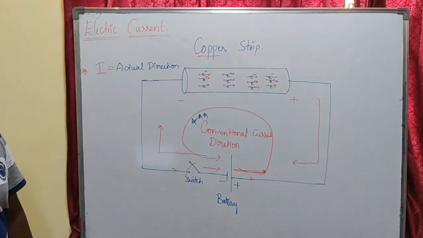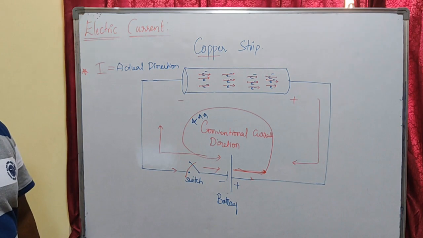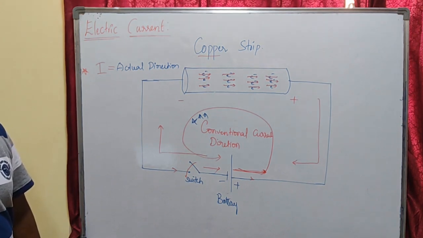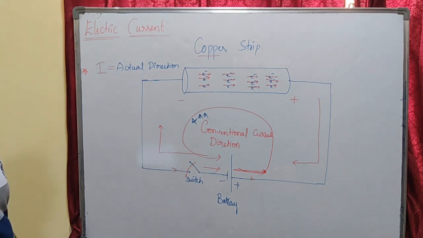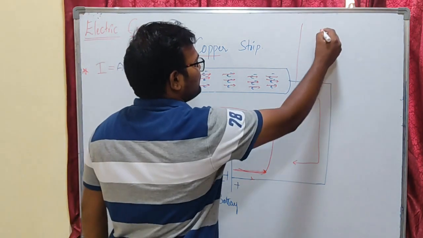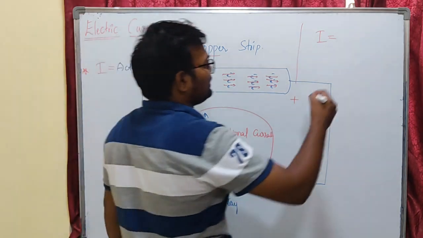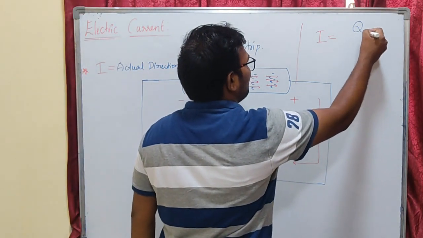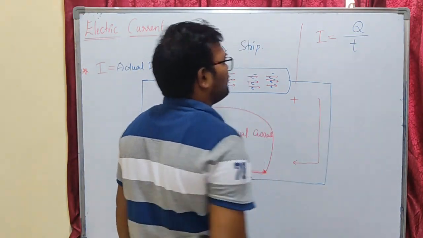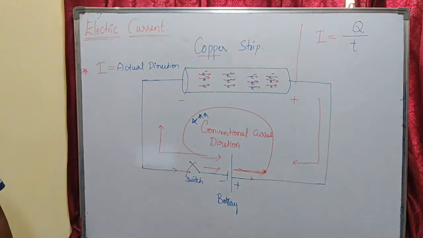Now let us see the unit for current. The strength of electric current is the rate of flow of electrons, that is, charge flowing per second. Charge is denoted with the symbol Q, and the rate of flow of charge is termed I equal to Q by T. The charge Q is measured in coulombs and time in seconds.